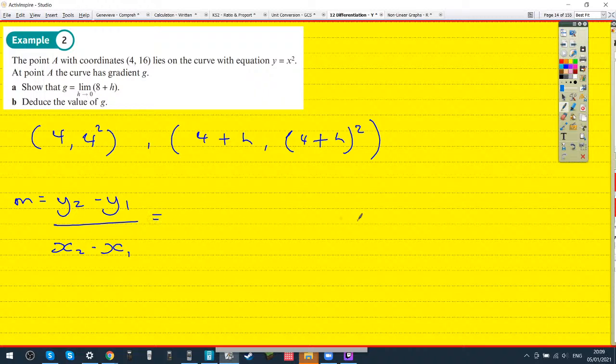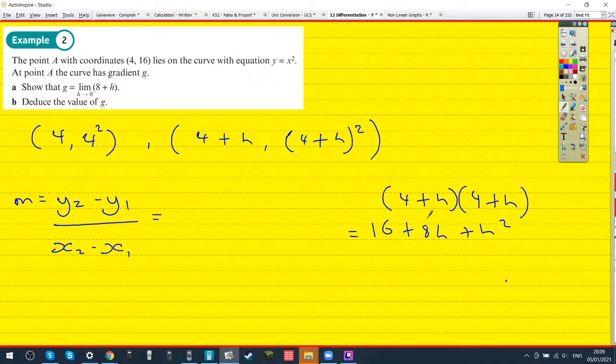Okay, gradient for this. How do you get it? Could you simplify the one on the right, or is that not possible? Could you expand the brackets of 4 plus h? Yep. 2 brackets. So it'd be 16 plus 8h plus h squared. And then could you multiply it by 4 plus h, or would that not work? That would be cubed. We only need squared.